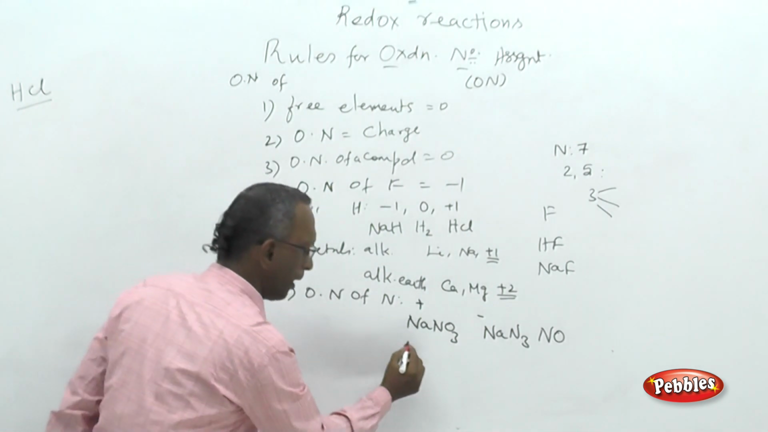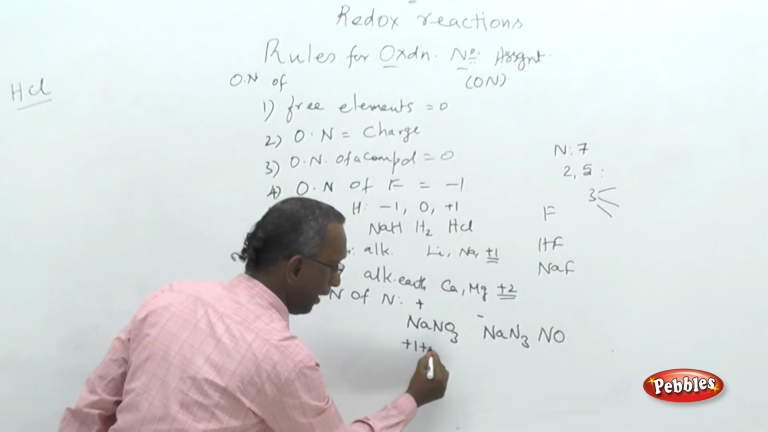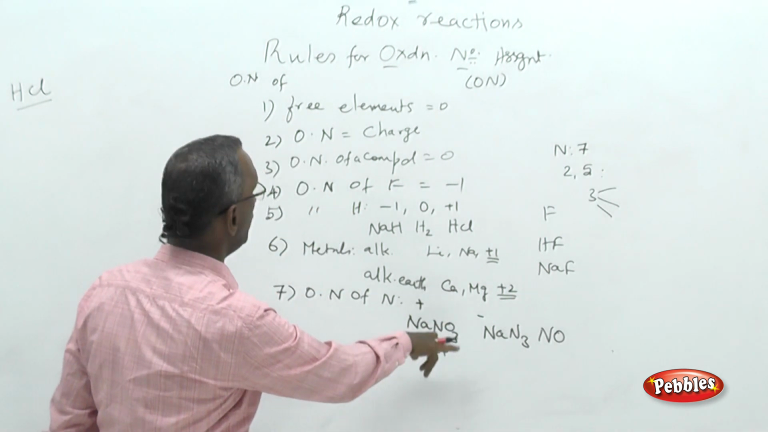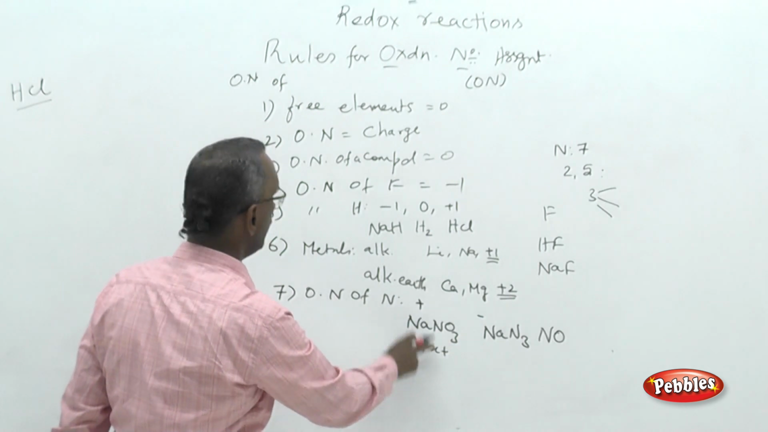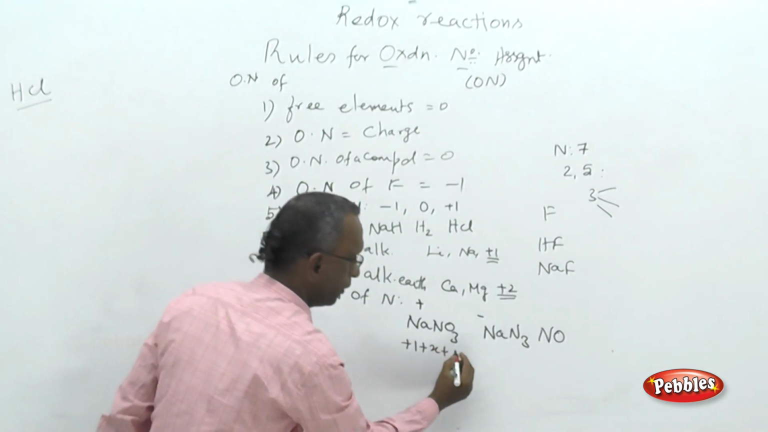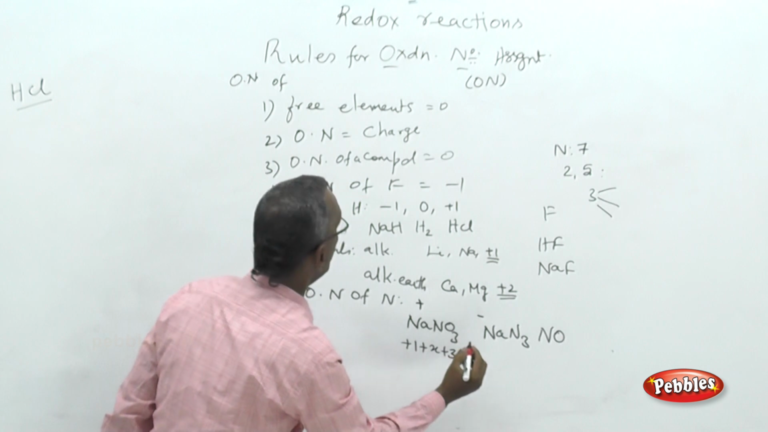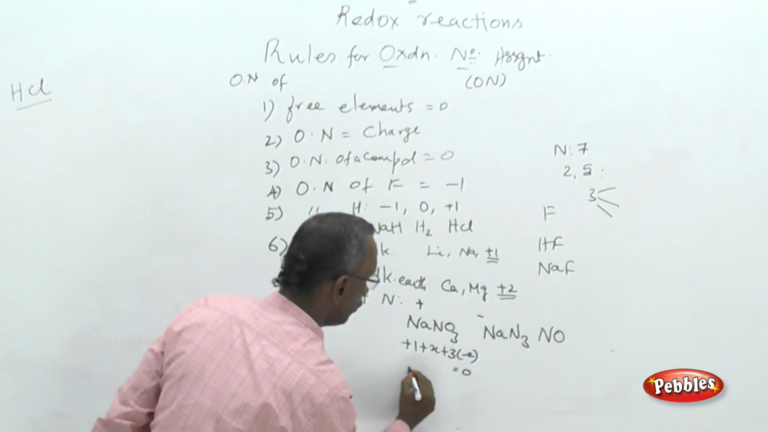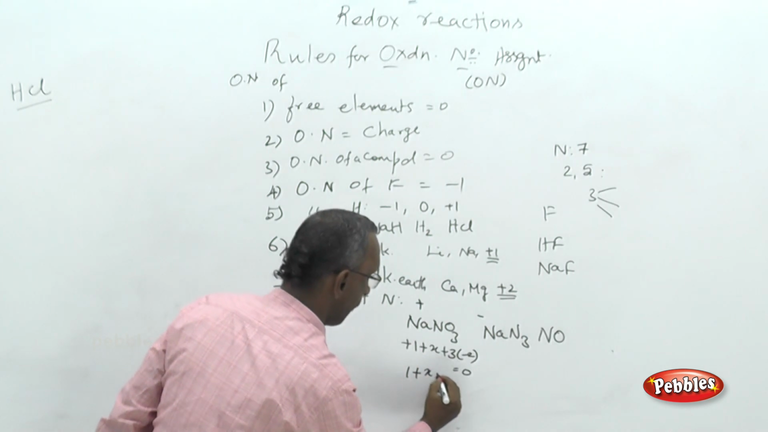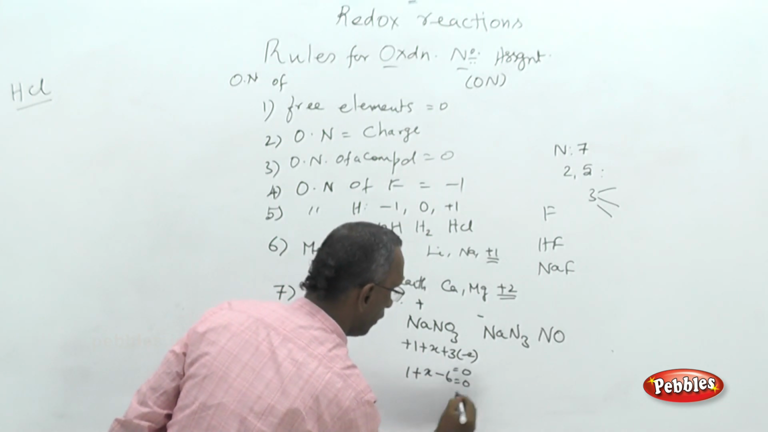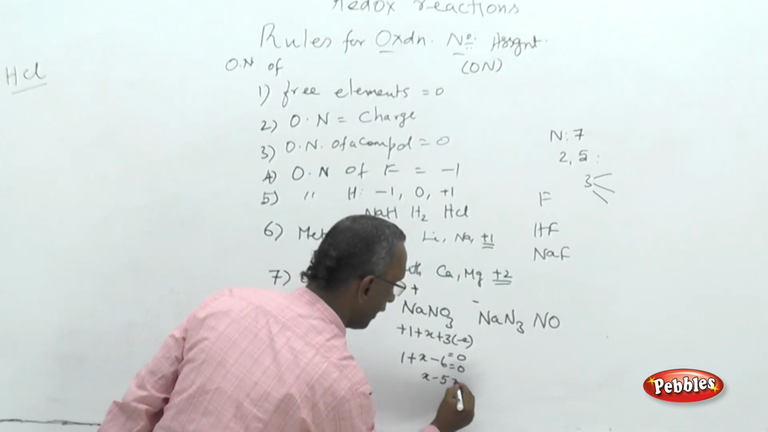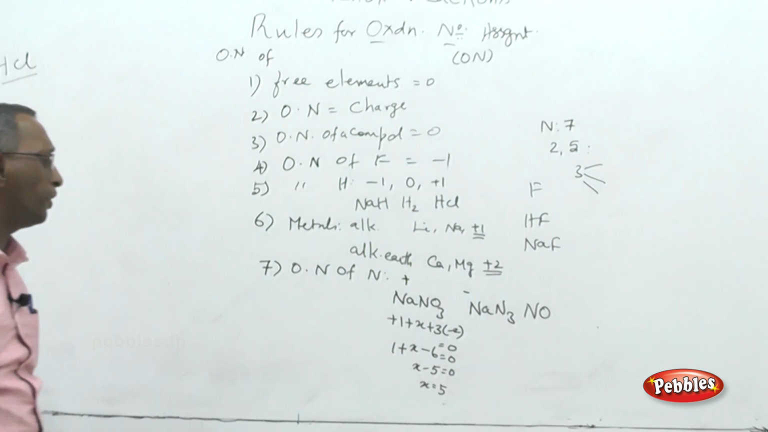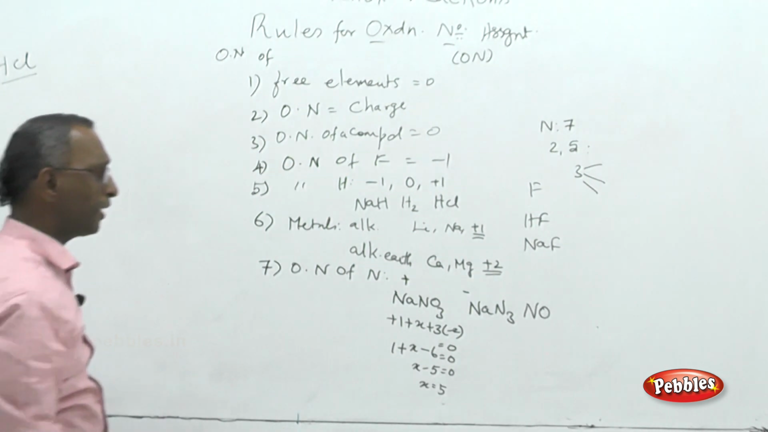So here sodium is +1, nitrogen we don't know, X. Let us calculate the oxidation state of nitrogen based on these rules. 3 times oxygen is -2. So 1 plus X minus 6 equal to 0, or X minus 5 equal to 0, X equal to 5. So oxidation state of nitrogen in sodium nitrate is +5.